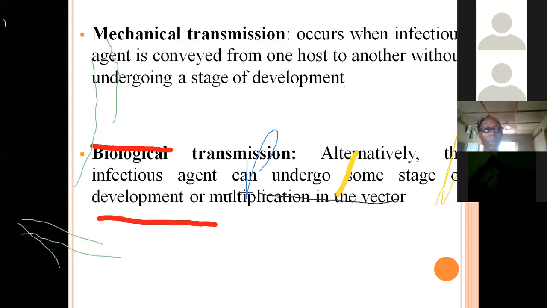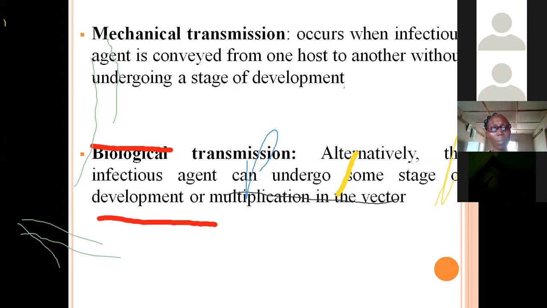Then biological transmission is when infectious agents can undergo some stage of development in the vector. An example is what I cited the other time, the malaria parasite, when we have the mosquito. Now, in the female Anopheles mosquito, the parasite undergoes a development, a multiplication in the vector, such as asexual reproduction, which usually takes place in the mosquito.